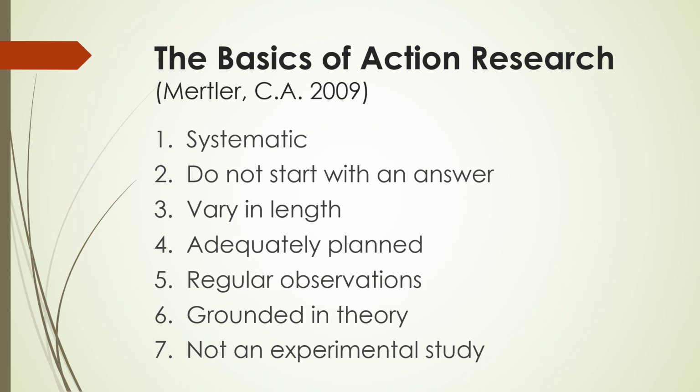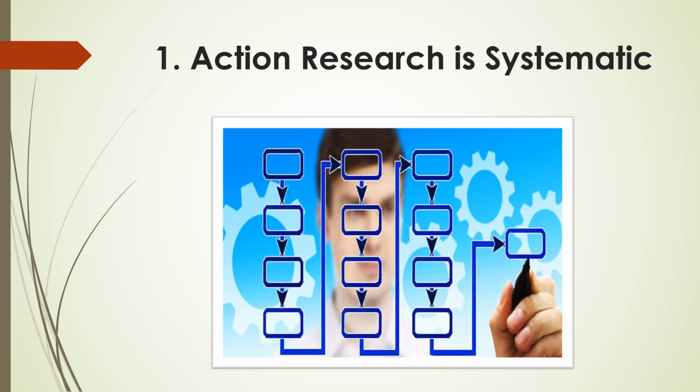Here we have 7 action research descriptors which you can see on your screen right now. So let's start with the number 1. Action research is systematic. So basically it is a systematic process. We can observe, analyze, evolve and solve problems that are going on in our teaching learning practice.